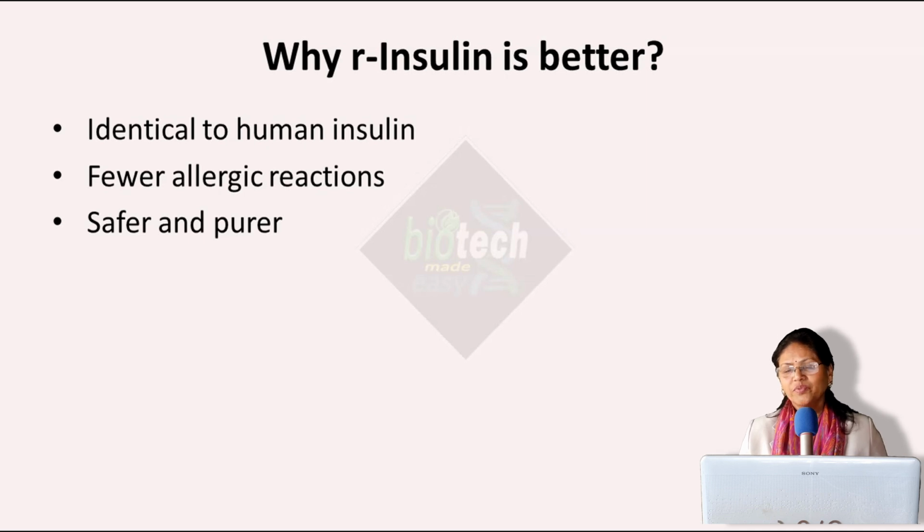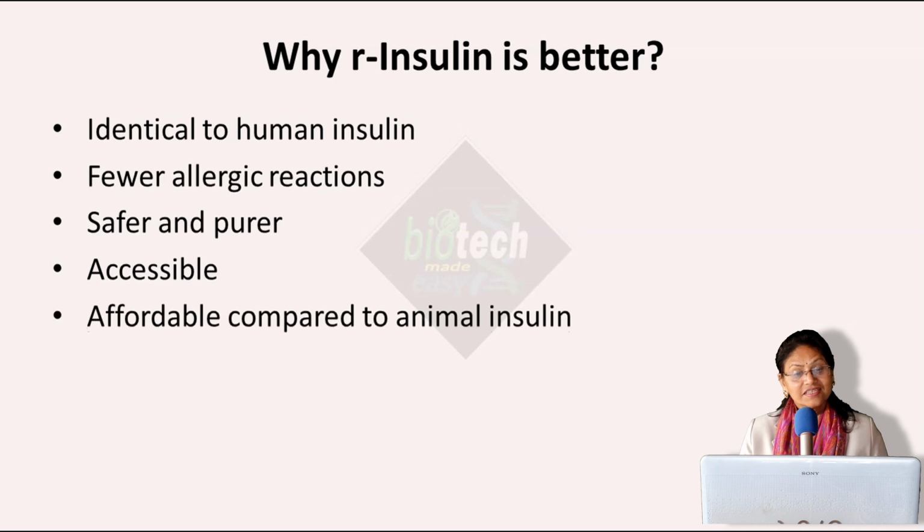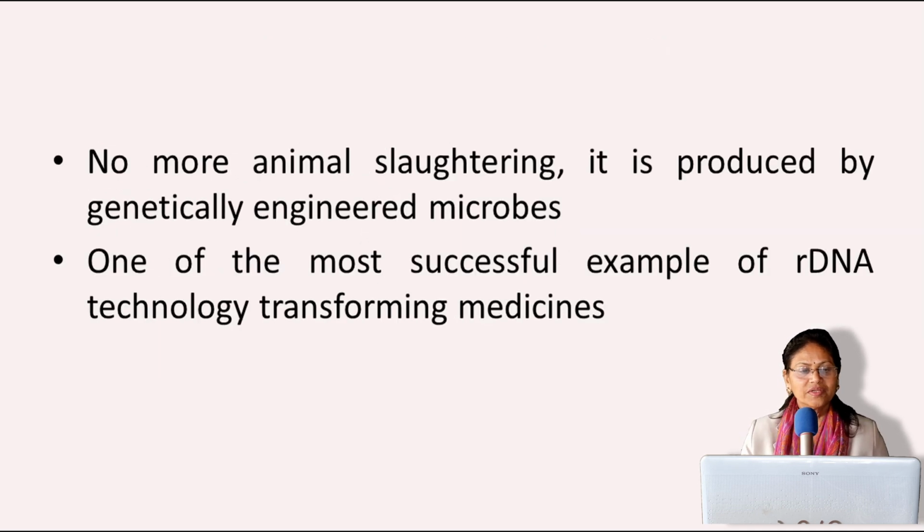And of course it is very pure these days. To make the insulin very pure, many different techniques are available, so it is quite pure and it is accessible. It is very readily available in the market, so everyone can go and buy it. And it is also affordable, because I told you that animal insulin was very expensive, because many big animals were slaughtered for that production. It was impure also, so it was very expensive, but this one is affordable.